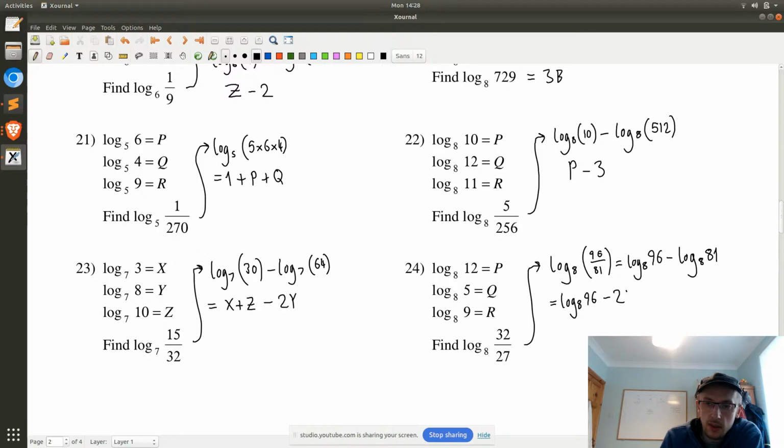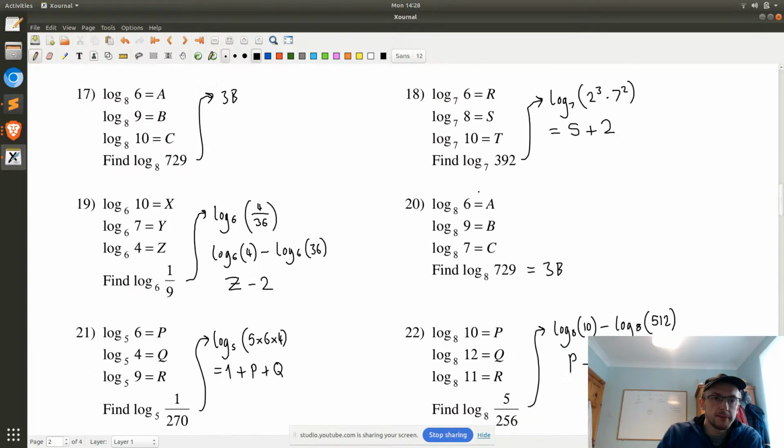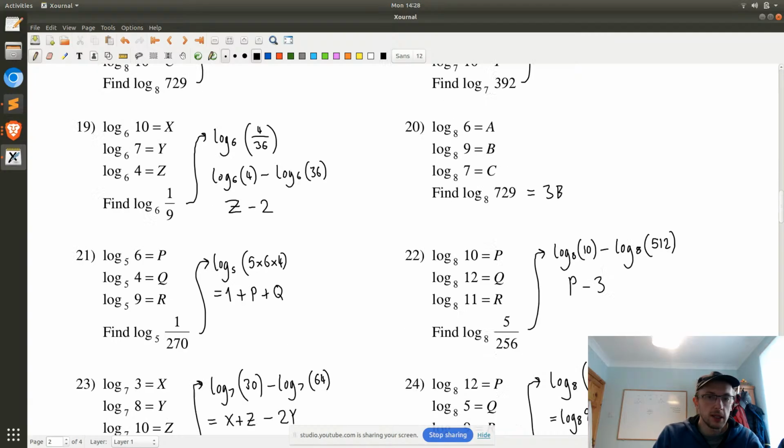Take away 2r. Log base 8 of 96, well, that's 8 times 12. So that's 1 plus p. Take 2r. Okay, and now to check. 17. We've got 3b, 5 at 2, s at 2, that's correct. Z take 2, 3b, that's correct.